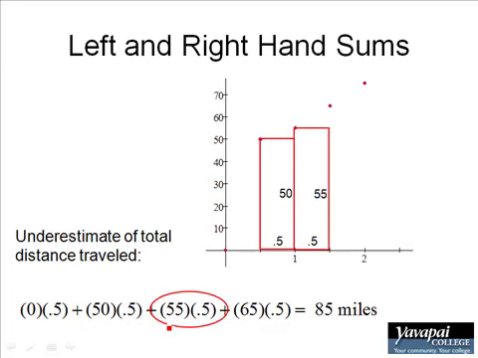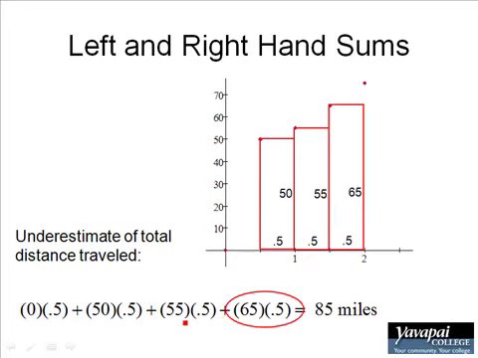If I go to the next term, it was 55 times 0.5. Well, I can draw a rectangle that's 55 high and 0.5 wide, and that area corresponds to the value of that term. When I go to the next term, it was 65 times 0.5, so I'm going to draw a rectangle from 1.5 to 2 that is 0.5 wide and 65 high. Notice that this is also touching the data on the left-hand side of that rectangle.